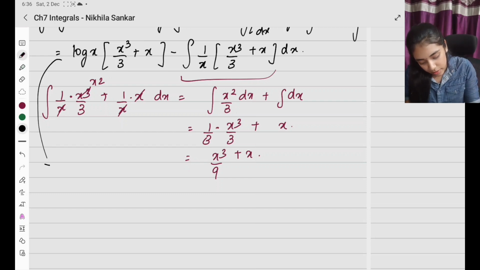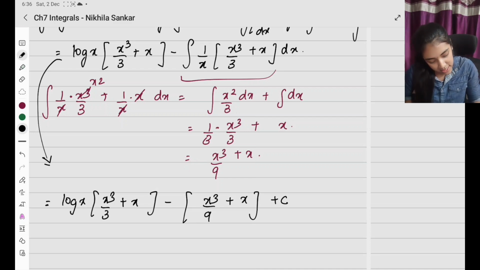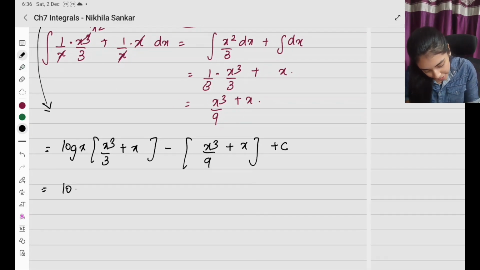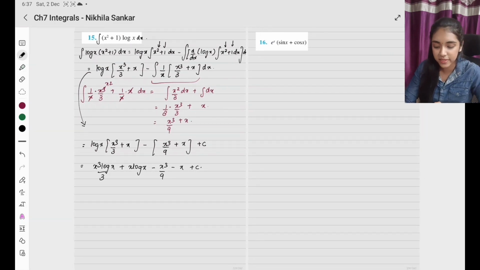So now when I club these two, I'll have log x times x cube by 3 plus x minus of open the bracket x cube by 9 plus x plus c. So bracket open panna, I have log x times x cube by 3 plus illa in the bracket open pannalam. Nama final answer simple eduthalam. So when I open the bracket, I have x cube log x by 3 plus x log x minus x cube by 9 minus x plus c. This is my final answer. Okay, please copy.